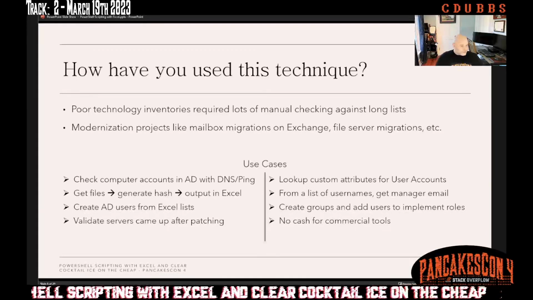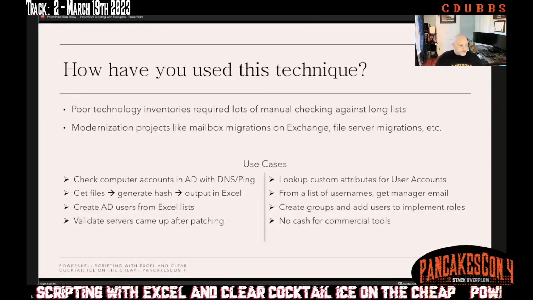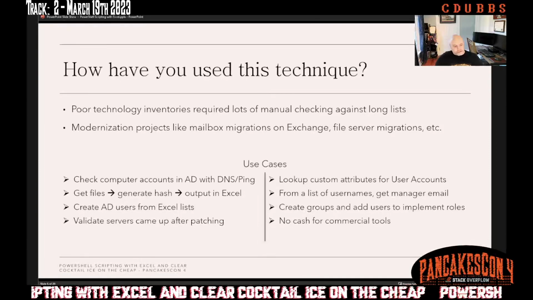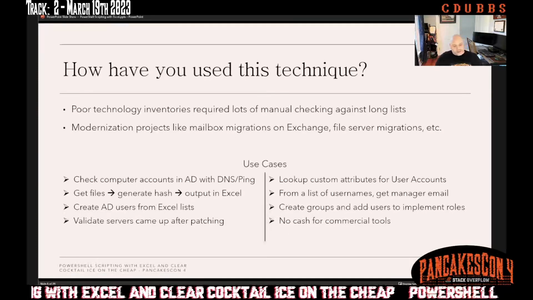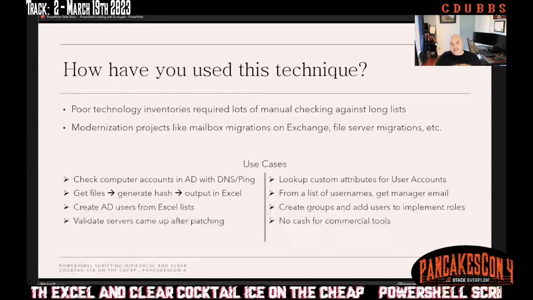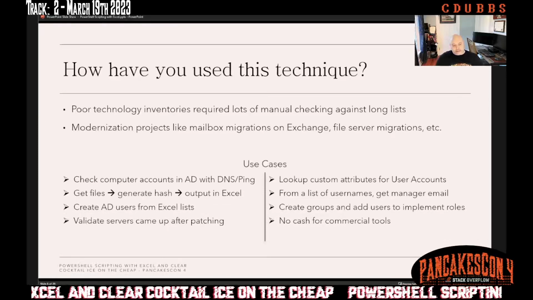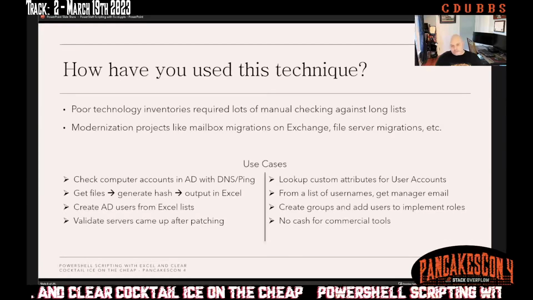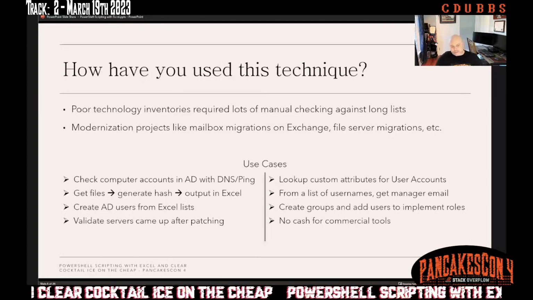So a couple examples: checking computer accounts at AD, making sure they're active or not, getting the files from a folder, generating the hashes, and creating just inventory in Excel, creating users, creating groups, and adding users to implement roles. So I did use this as a function to convert an organization to role-based access by programmatically checking to see if a group existed in Active Directory, and if not, create the group, set the attributes, add the users, so on and so forth, write down a huge list of 15,000 people.